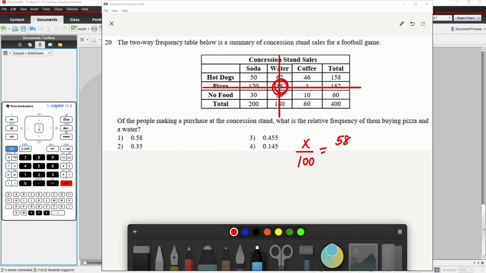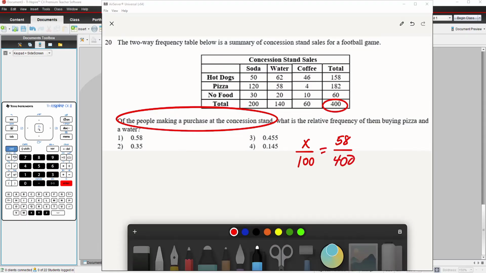Now, the next number that we need is the of statement, right? They're saying of the people making purchases at the concession stand. How many people made purchases at the concession stand? There were 400. All of these people bought something, whether it was a bottle of water, coffee, a hot dog, pizza, or soda, they all bought something. So 400 people. That's what goes down here. That's the of statement. So now from here, you just solve it.